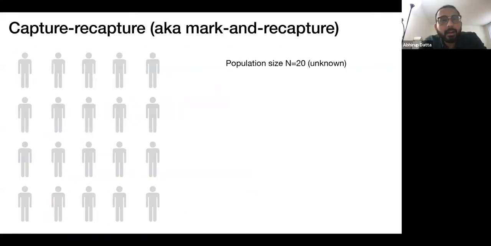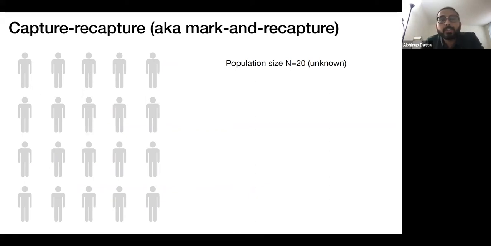So I'll start with a brief review of the capture recapture method. So suppose we want to estimate the size of an unknown population, and this is the population that we want to estimate. It consists of 20 individuals. We don't know that size 20 yet. So this is what we are interested in estimating.